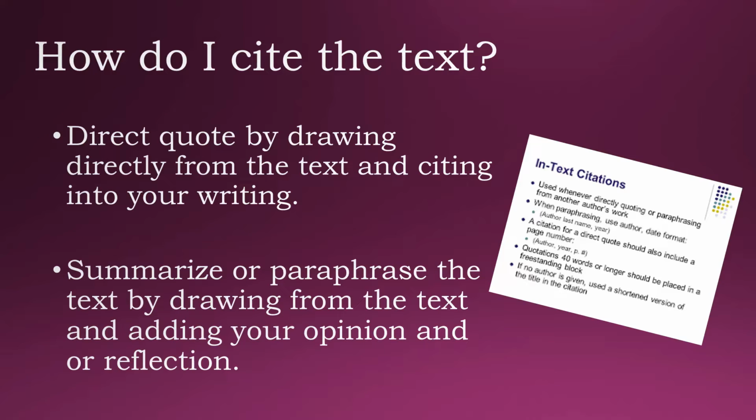Another way to cite text evidence is to summarize or paraphrase the text. Again, that is drawing from the text, but you are adding your opinion, analysis, or reflection to the information that you're pulling from the text. We're going to see an example of a paraphrase as well, so you'll know what that looks like.